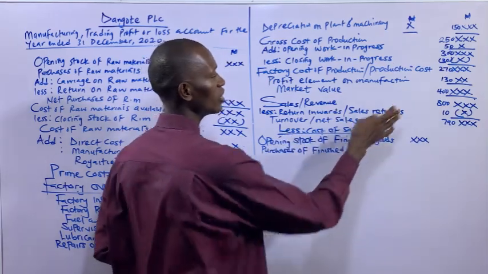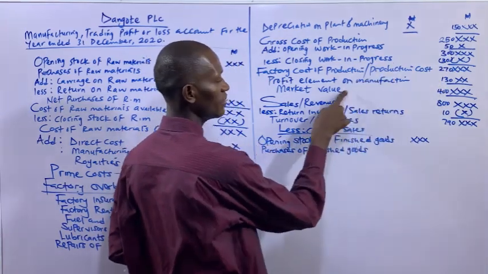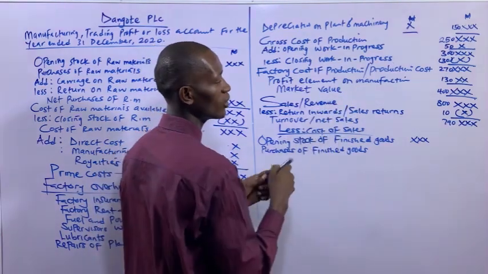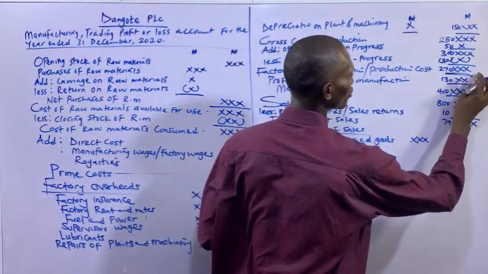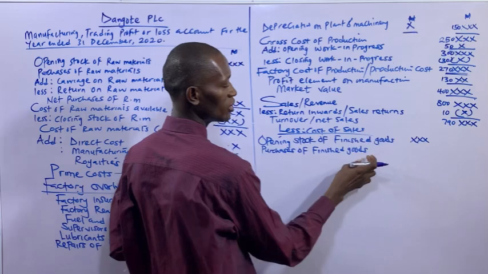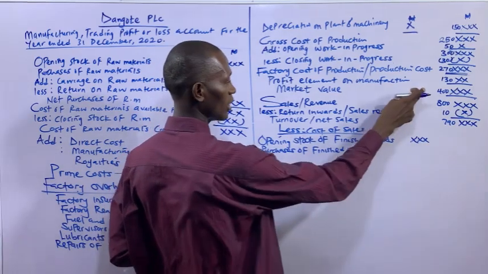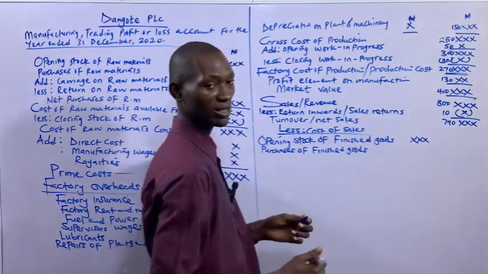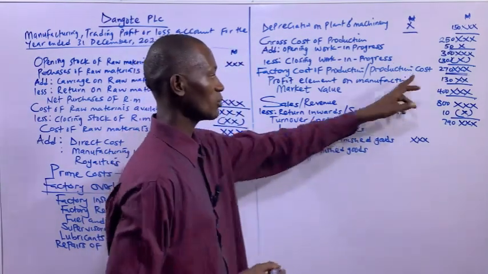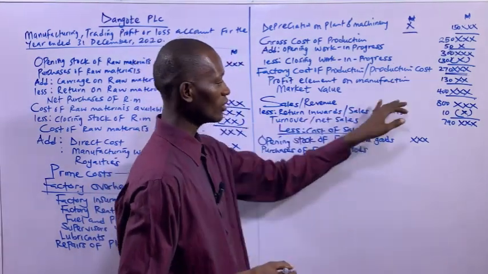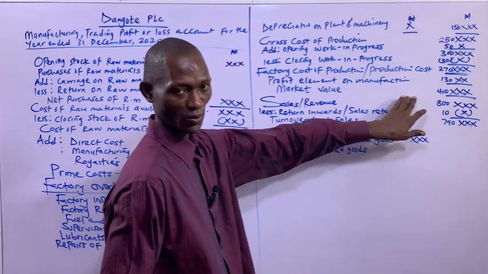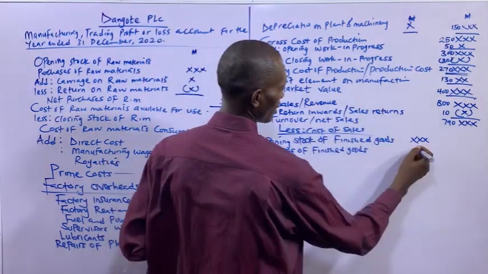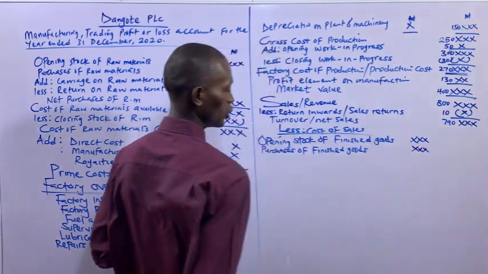But if market value is not given in the question, it means you will not determine market value. So where you are going to stop is cost of production. Cost of production will be your purchases, if the question doesn't require that you determine market value. But now that we have determined the market value, you bring your market value here as your purchases.